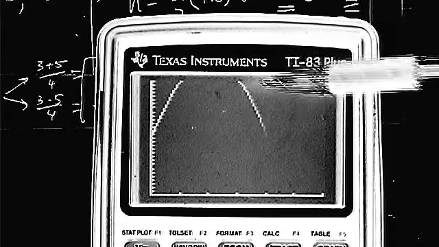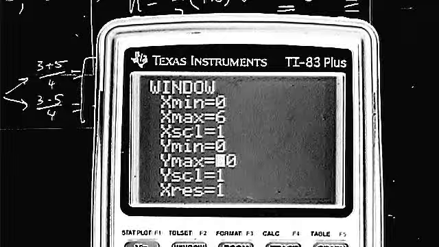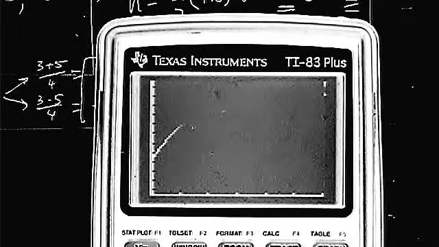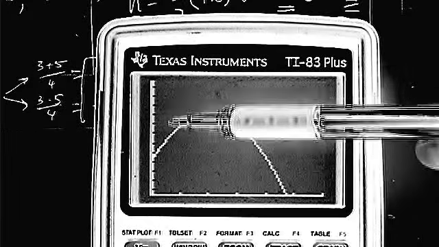Okay? And it still looks like I haven't made my window tall enough. So maybe I go to 50. Okay? And now I have a good looking picture of the parabola, right? Because the object is going up and coming back down.